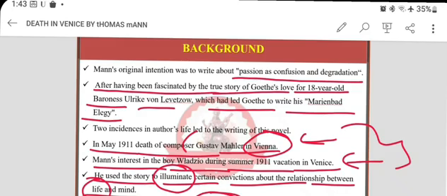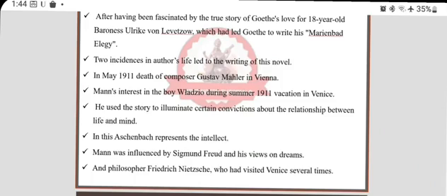So in his stories, we find two things happening at the same time. Two worlds are happening at the same time. The same thing has inspired Thomas Mann as well. So in the story, we find two minds working simultaneously. How it happens, we will read.